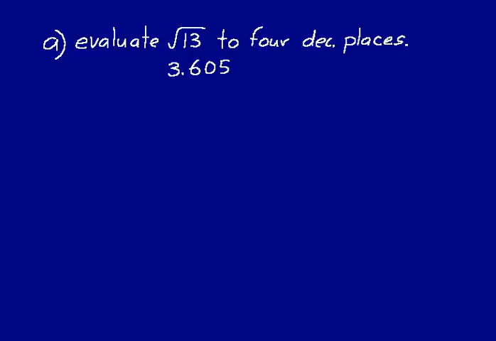3.6056. You could round that last 5 up to a 6. Now just think about that. That is the square root for this 13. That means if you multiplied that number by itself, you would get back to the number under the square root sign. So you might as well go ahead and do that just to make sure you understand it.